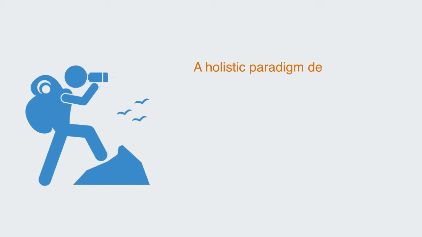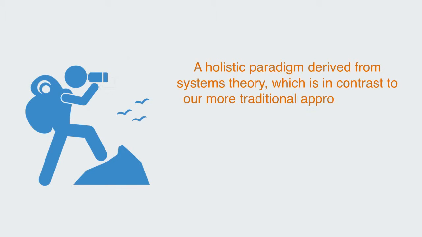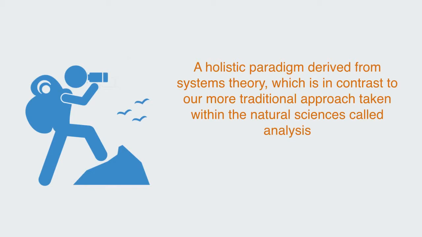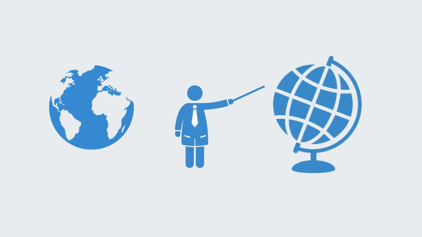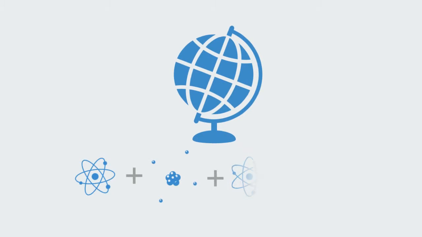A central part of systems ecology is this holistic paradigm derived from systems theory, which is in contrast to our more traditional approach taken within the natural sciences called analysis. Traditionally, in modern science, when looking at macroscopic features of a given system, scientists have tried to find the origin of these phenomena by looking at the structure and properties of their component parts, by breaking the system down and then describing it as some linear combination of the parts. This process of reasoning is called analysis.